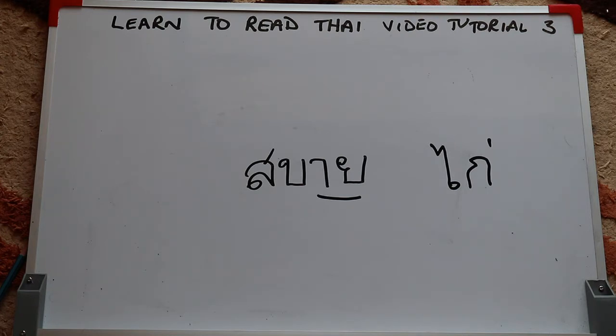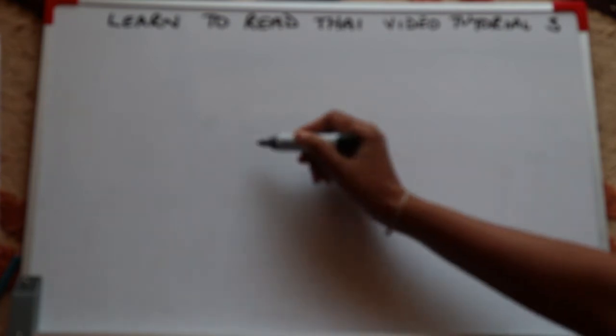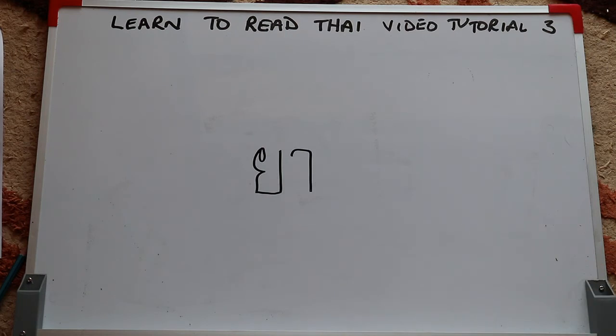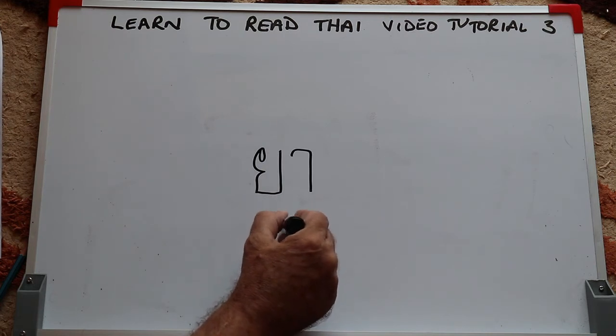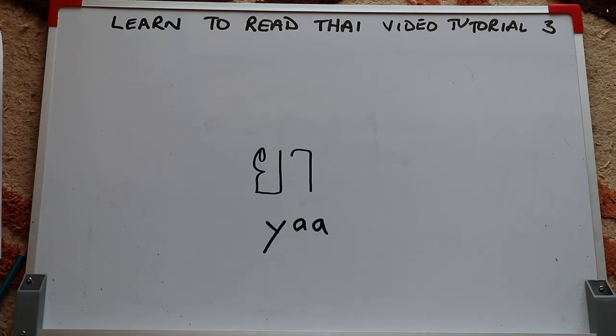Right, next, onto some reading practice using all the consonants and vowels that we've learned so far. So I'll get Pom to write some words and pronounce them for you. This is the first one. By this stage, you should almost be doing this yourself. So you'll see we've got the Y consonant, and then the long Sara A, Ya. Ya, ya. And that means drug or medicine.